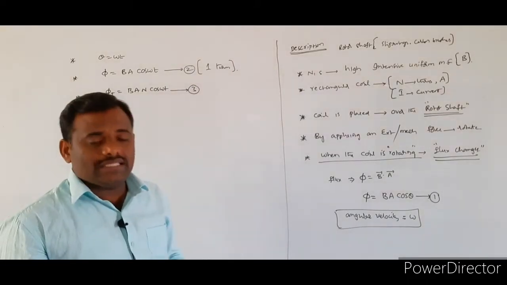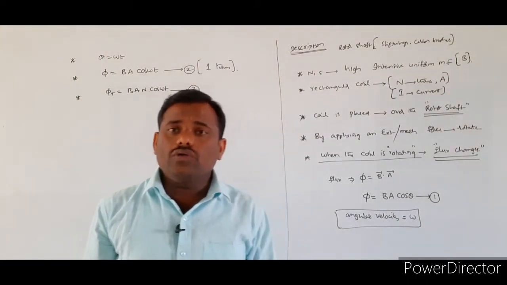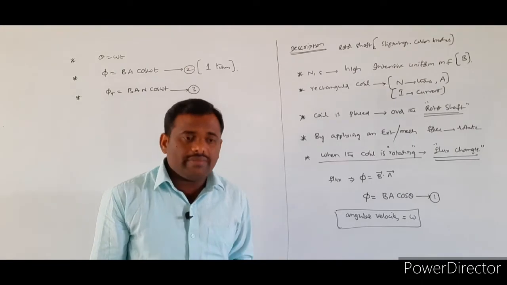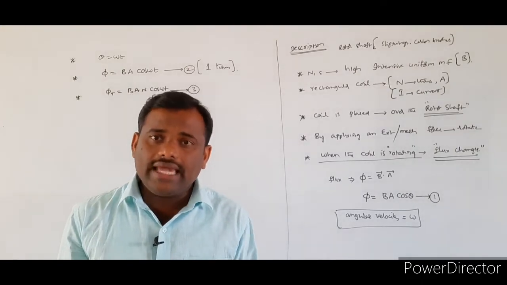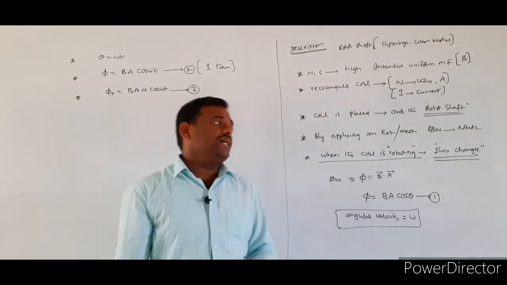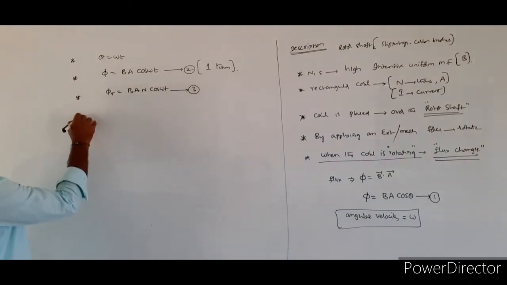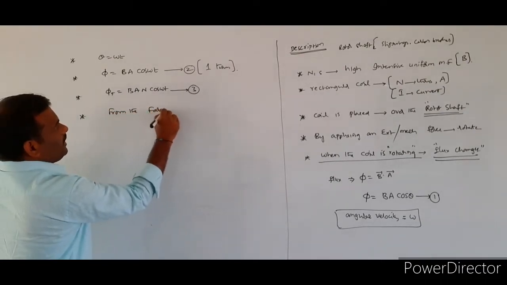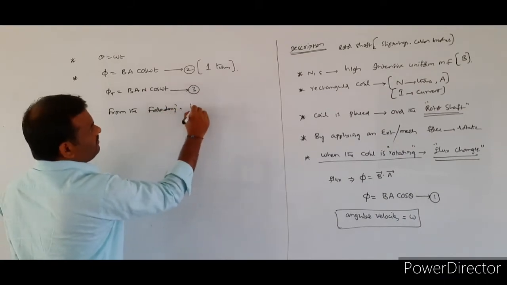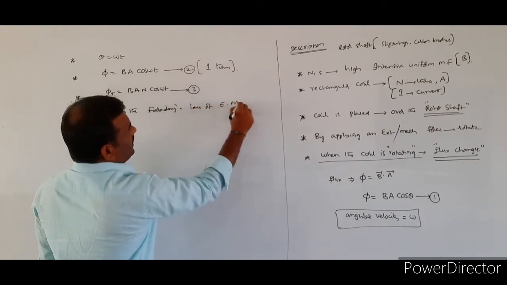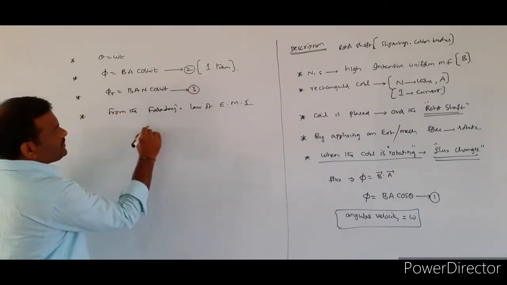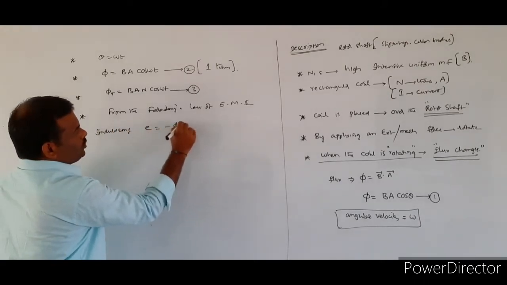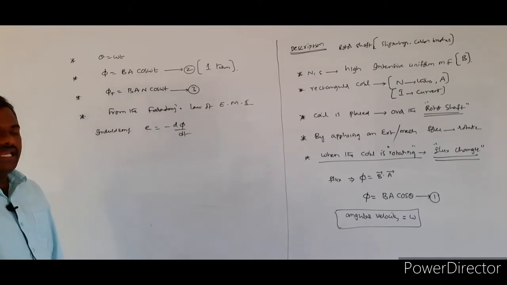So what we told in the principle, we have to rotate the coil for producing the change in magnetic flux. Whenever the change in magnetic flux is there, induced EMF also exists. So from Faraday's law of electromagnetic induction, how can we write? Induced EMF E is equal to minus d phi by dt. This is a relation we know earlier.